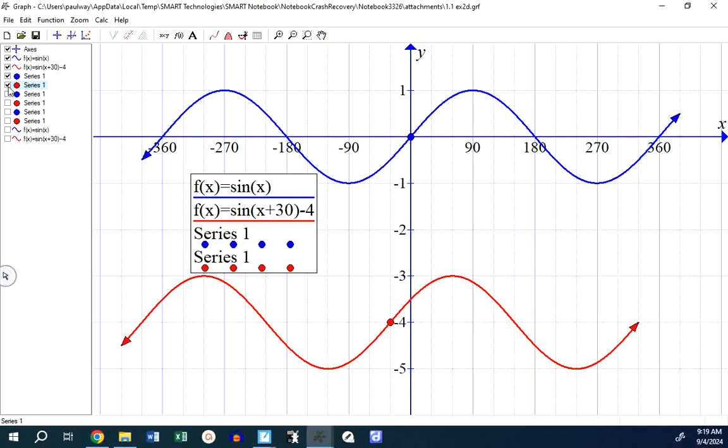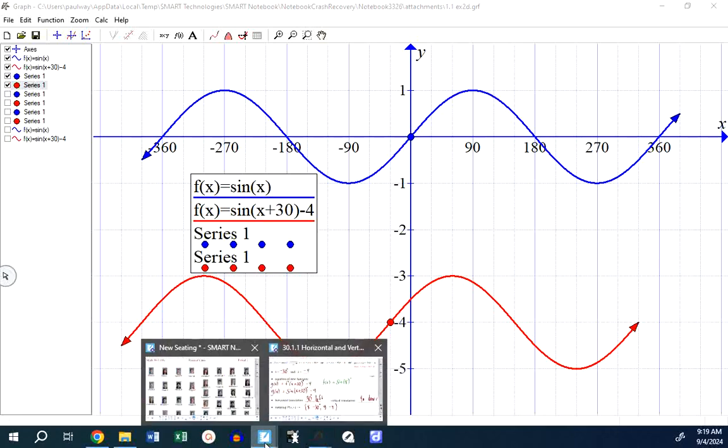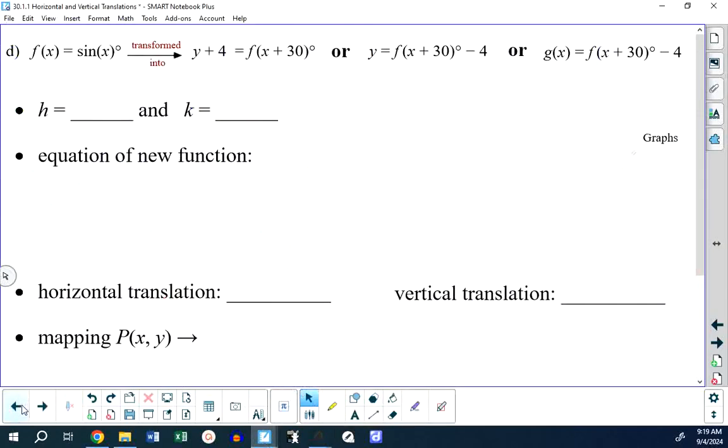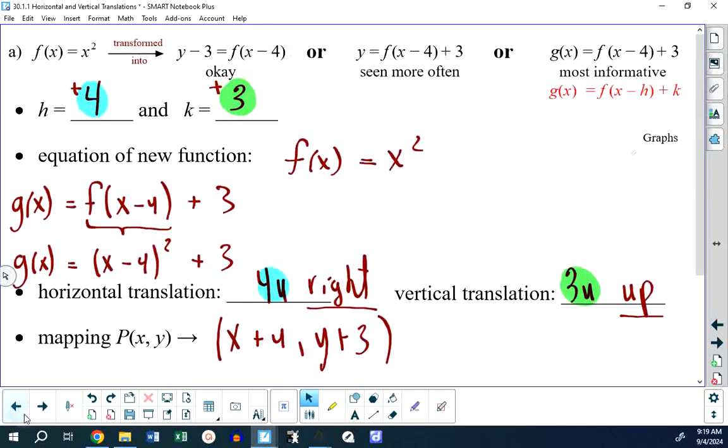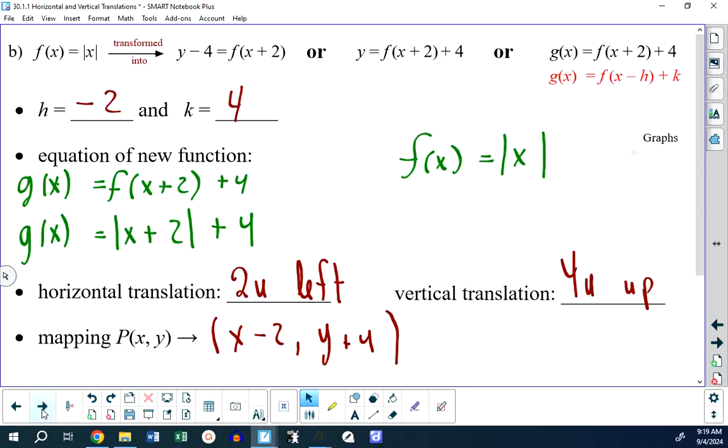Now, before we go on, I think you get the gist, but I want to point out to you that if h is negative 2, the mapping is x minus 2. If k is 4, the mapping is y plus 4. It's always x plus h, and if h is negative, you'll see a negative there, and y plus k. So here's what we have learned, I hope.